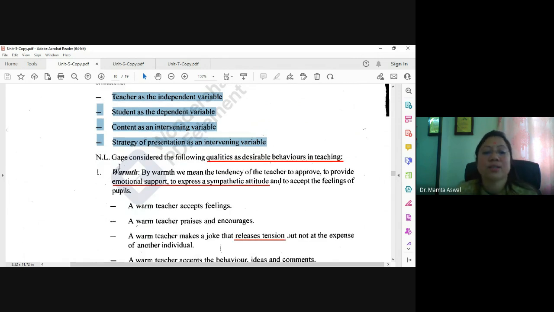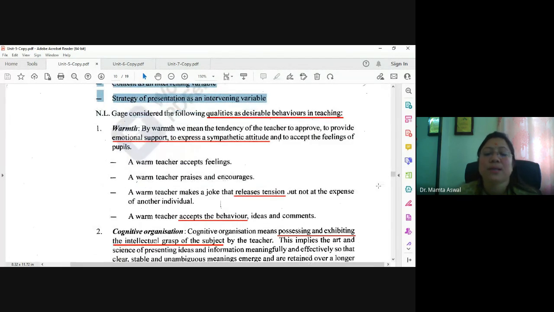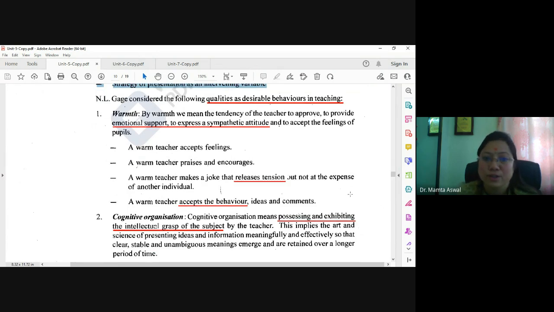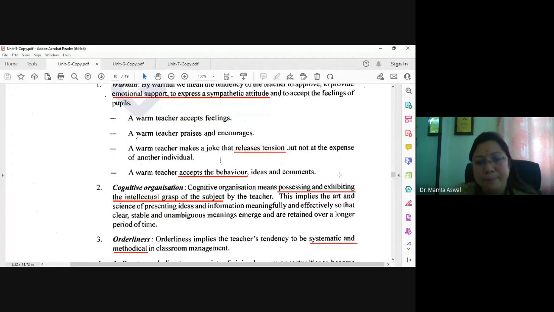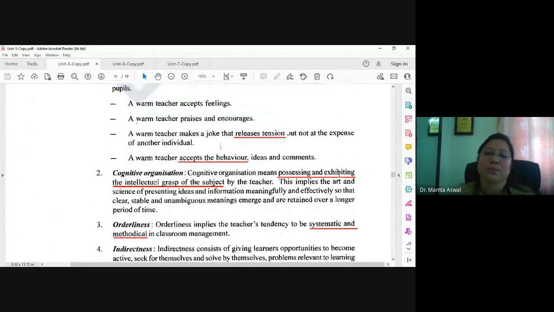Now there is a psychologist, N. L. Gage. He has told certain qualities which are desirable in teaching. The very first is warmth. You must be warm with the students, emotionally supportive to the student. You must accept their feelings. If some student is wishing you good morning, you must appreciate and respond back. You must praise the child, right? You must not provide certain kinds of tensions to the child, but you must create an environment where the child feels happy, tensionless. So this kind of warmth must be there.